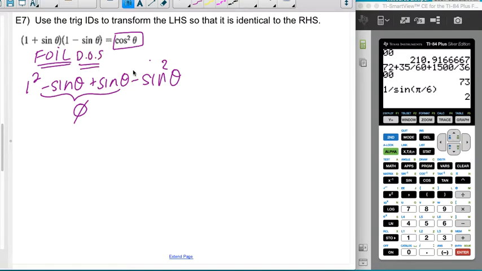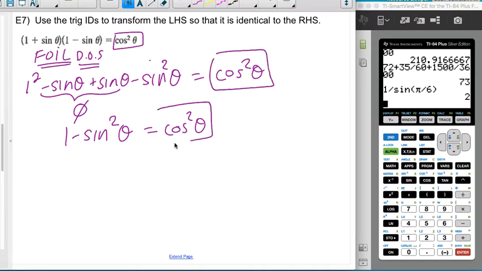So if you just saw that, you could be like, cool, I'm awesome at this. That's definitely a 1 minus sine squared. So I get 1 minus sine squared theta is supposed to equal cosine squared theta. And again, this thing's like a locked box. I'm not allowed to change this side, right?